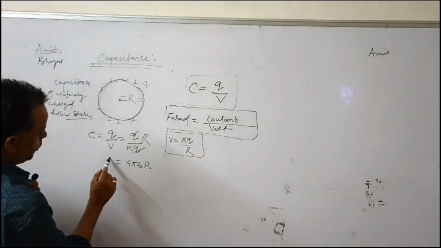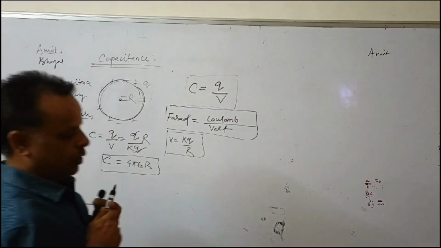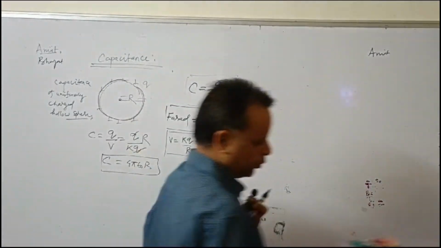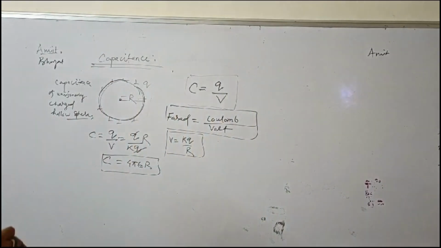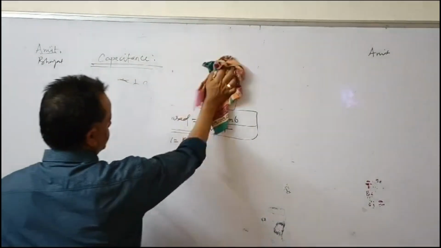So it is coming out to be what? 4 pi epsilon naught into R. Capacitance of a uniformly charged hollow sphere is 4 pi epsilon naught into R, where R is the radius of the sphere.